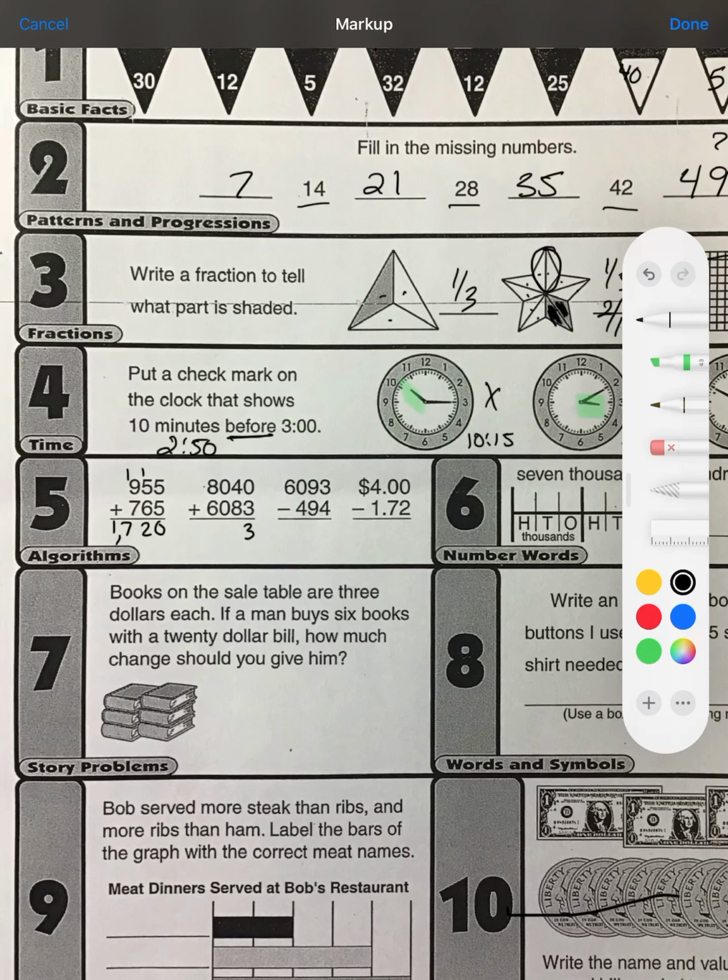Okay, another addition problem. 8 plus 4 is 12. 0 plus 0 plus 1. 6 plus 8 is 14. So we have 14,123 for the sum.